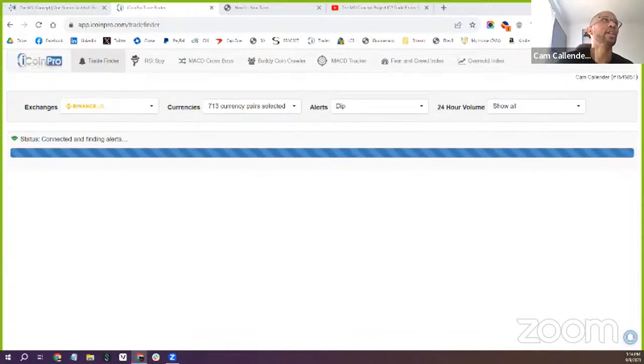But yeah, I was definitely looking at it. I was hoping that there would be a trade to come up. Had my Binance already ready to go. I was hoping a trade would pop up because I definitely want to go through a live trade with the group so you guys can see it. But it is pretty much the same kind of process.